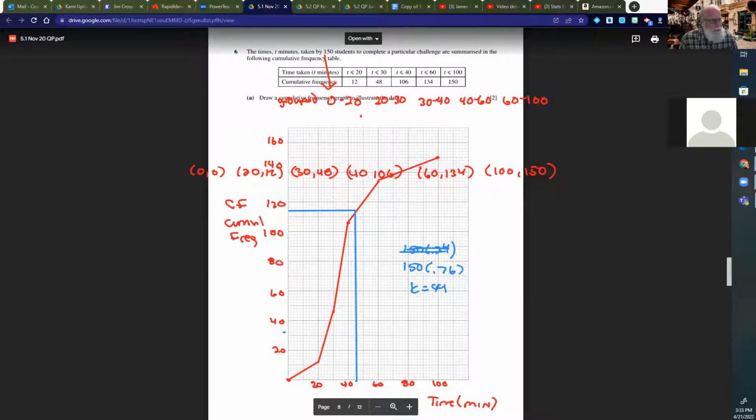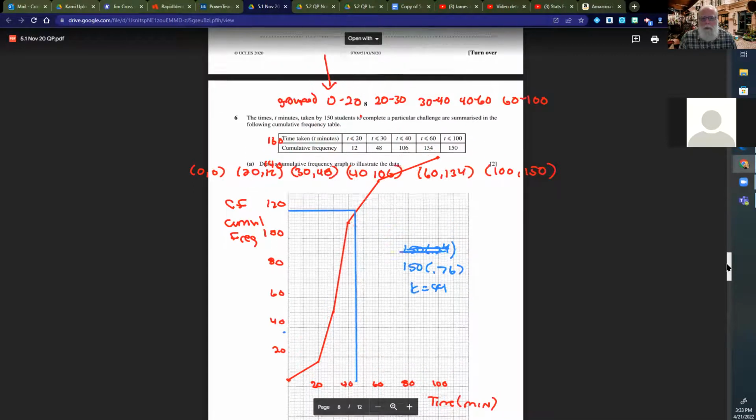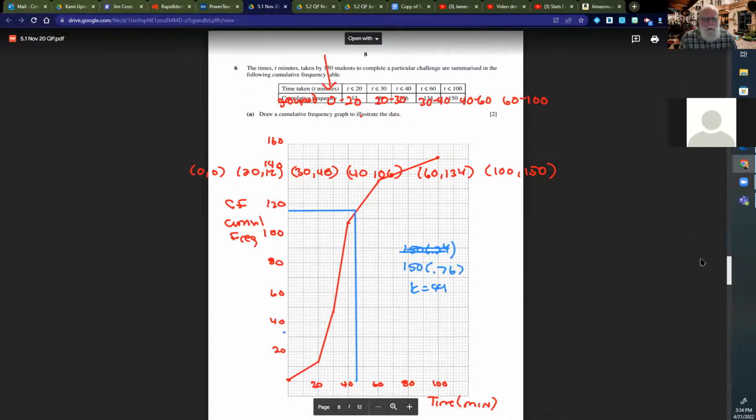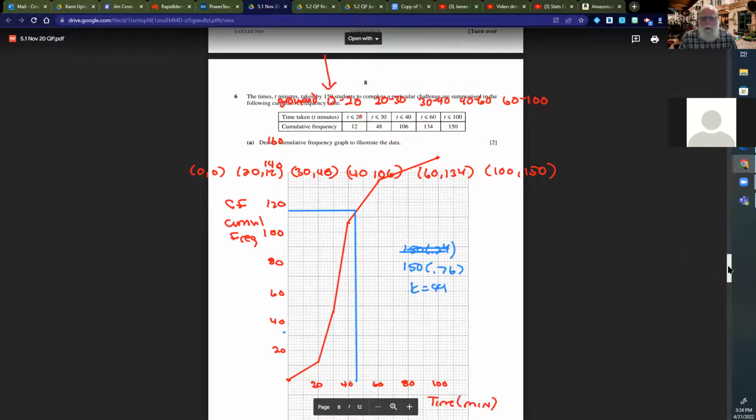Now tell me about C. What does C say? It wants to calculate the estimate of the mean and the standard deviation of the time taken to complete the challenge. All right. So now I'm done with this cumulative frequency, right? So I'm going to go back here. Let me see if I can get rid of this stuff.